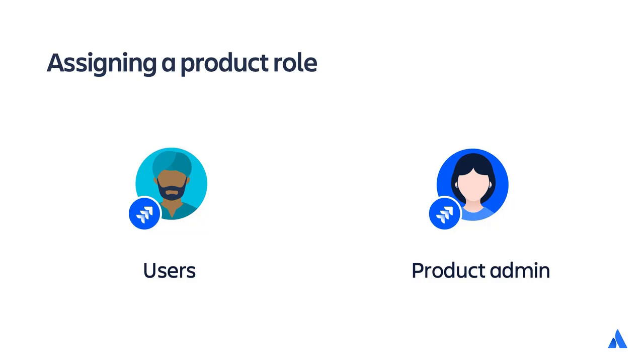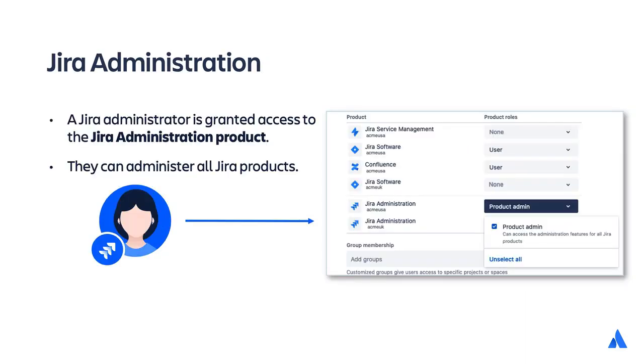The user would not access product functionality or create or view issues, but they could administer the product. In order to fully access and administer a product, a user would need to be granted both users and product admin roles. When a user is granted the product admin role for Jira, they are added to the Jira administration product. This is because there is potentially more than one Jira product in a site. If a user is granted Jira product admin, they are administrators of all Jira products.